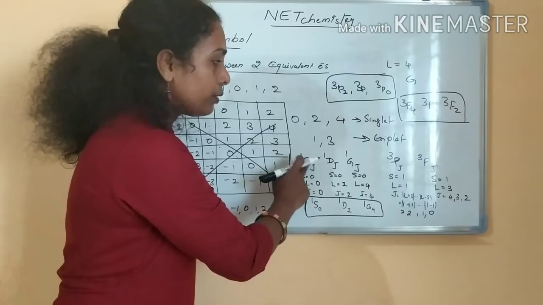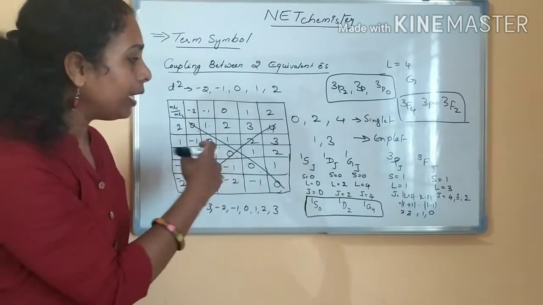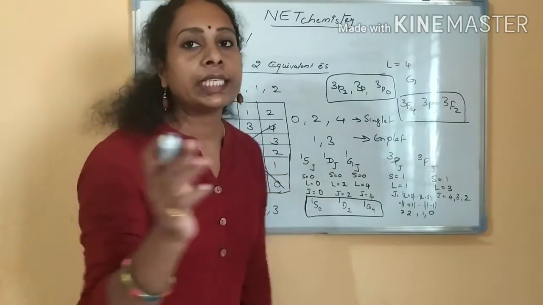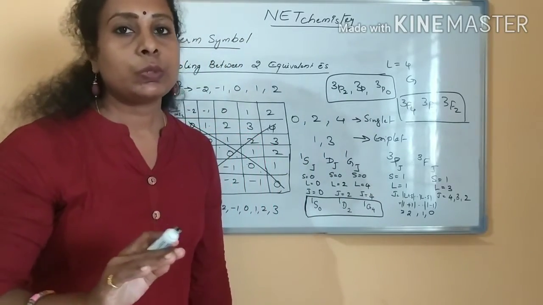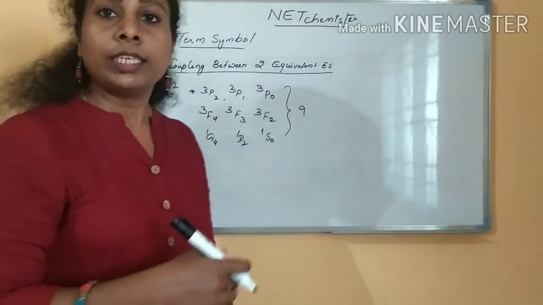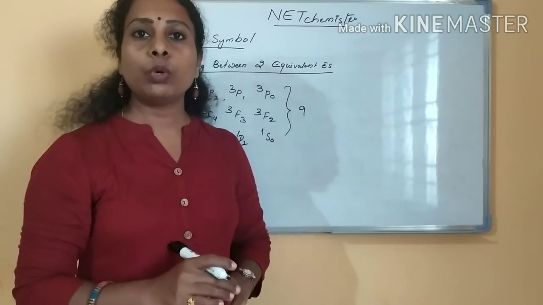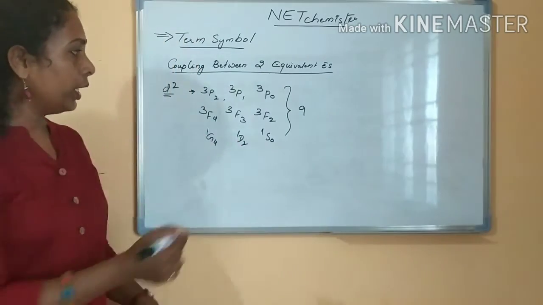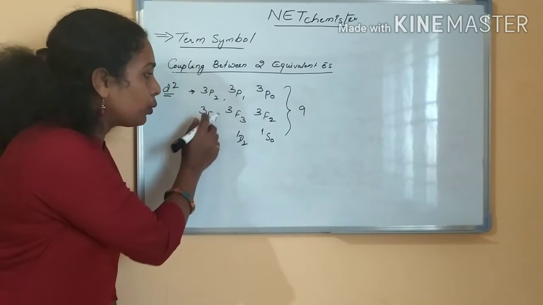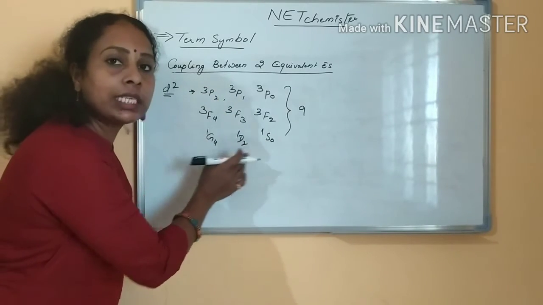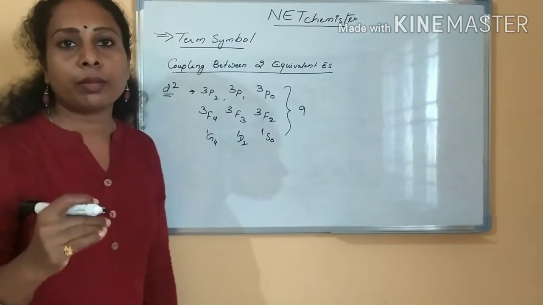Then singlet means 1 and triplet means 3. You have to give the 2S plus 1 value, and only then find the J values. J value is nothing but L plus S to L minus S. See, I have written all the term symbols we have got for d2 coupling. These nine term symbols we have got: 2 sets of triplets and 1 set of singlet. So we have got 9 term symbols.